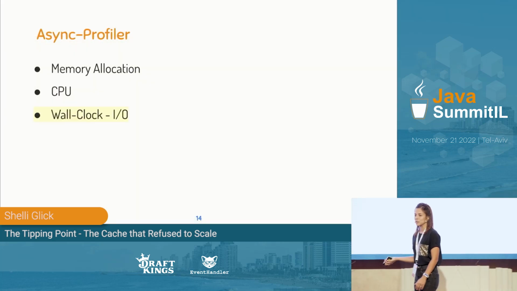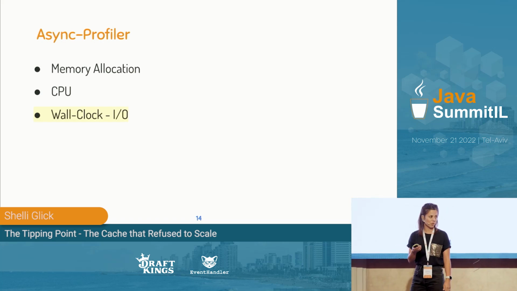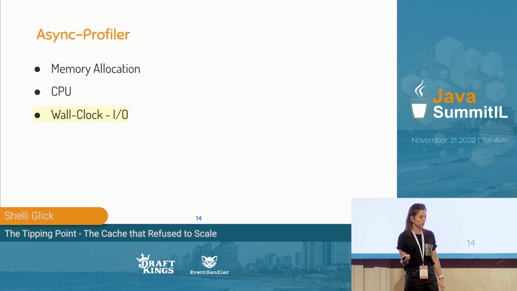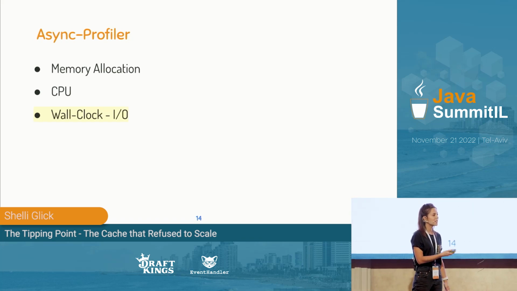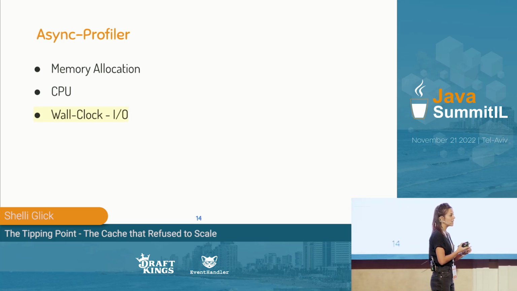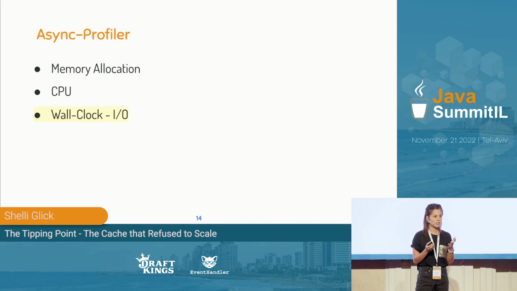So we can run it in different modes. We can run it in memory allocation mode to see where our memory bottlenecks are, CPU mode to see what's taking up CPU, or wall clock mode to see what our threads are doing over time. In our case, we knew that our CPU wasn't the problem and neither was memory. And so we ran it in wall clock mode to see what our threads are waiting for.